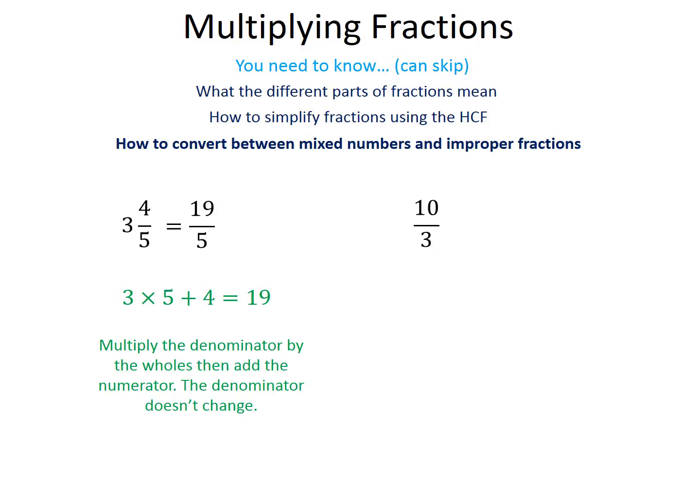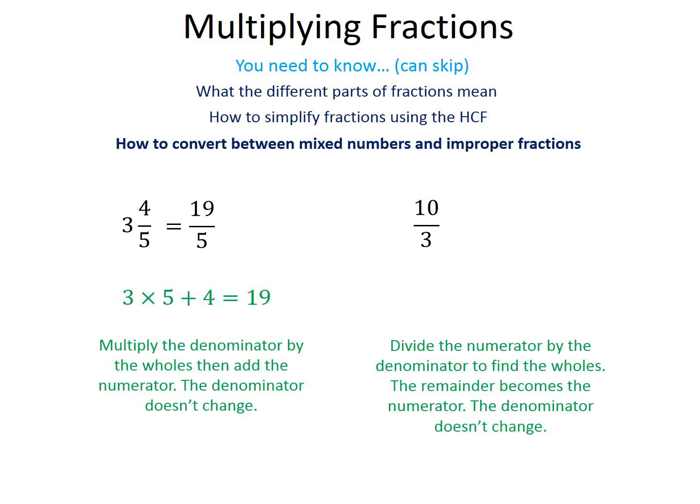Now, with the second one here, we are going to change this into a mixed number. And so from here, what we need to do is we need to say, well, how many times does 3 go into 10? And that'll tell me how many wholes there are. It will also usually give me a remainder, which can make up my fraction part. And so 10 divided by 3 is 3 remainder 1. And so that means it's 3 and 1/3. Remember, this denominator here, once again, doesn't change because I'm not changing how many pieces make up a whole.